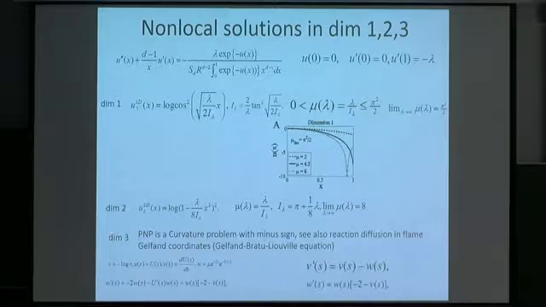Now in dimension 3, also in dimension 2 actually, this is really a curvature. This is known in Riemannian geometry. This is really like a curvature problem with a minus sign. And these are also equations that were known in reaction diffusion for flame propagation. And we used here what is called the Gelfand coordinate that he introduced a couple of years ago to transform this equation into a dynamical system.